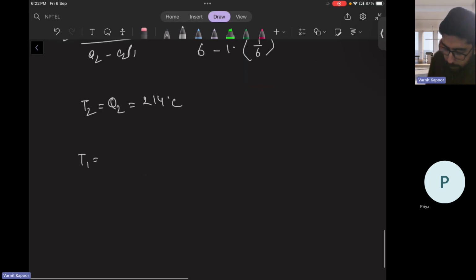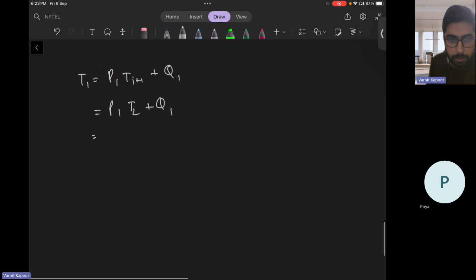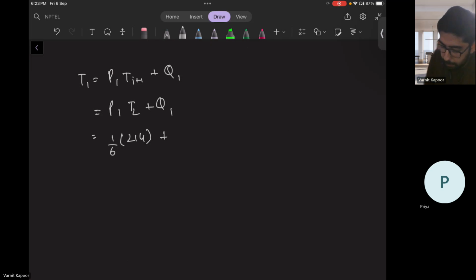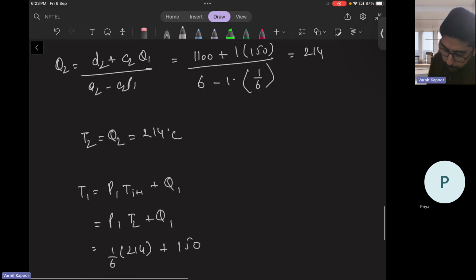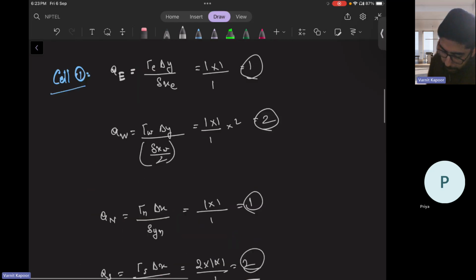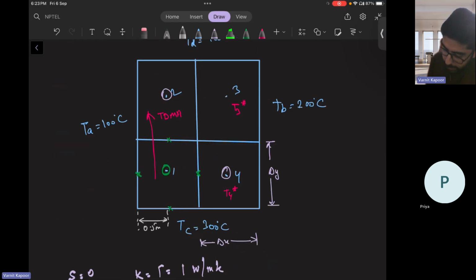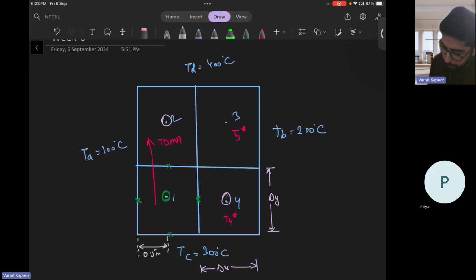Now we know that Ti is equal to Pi Ti plus 1 plus Qi. So T1 is equal to P1 T2 plus Q1. P1 was how much? We have computed 1 over 6. And T2 we have got 214, plus Q1 we have solved 150. So that will come out to be 186 degrees Celsius. Are these T1 and T2, 186 and 214, in a bounded region? Yes, T1 is 186 and T2 is 214, so they are within the boundedness of 100 to 400.